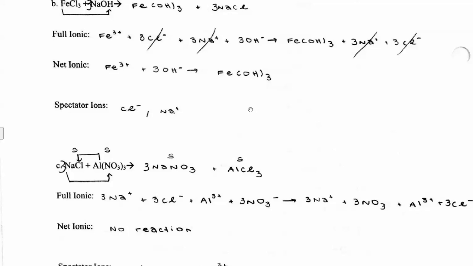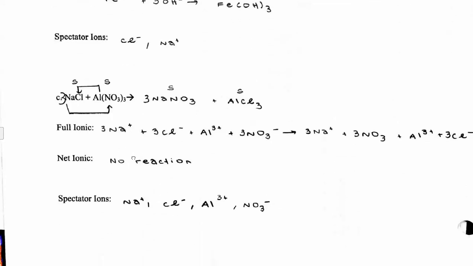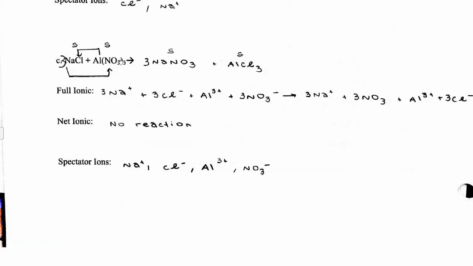Alright, let's do the last one. For C, NaCl and Al(NO3)3. Na goes with NO3, sorry. So Na is +1, NO3 is -1. Cross your charges, this is NaNO3. Then you combine Al and Cl, Al is +3, Cl is -1, so AlCl3. You balance, and what you notice, guys, when you're looking up your solubility rules, this is soluble, that's soluble, that's soluble, and that's soluble. So, do you have to write a full ionic? Yes. You have to write a full ionic. Now, you don't have to write a net ionic.